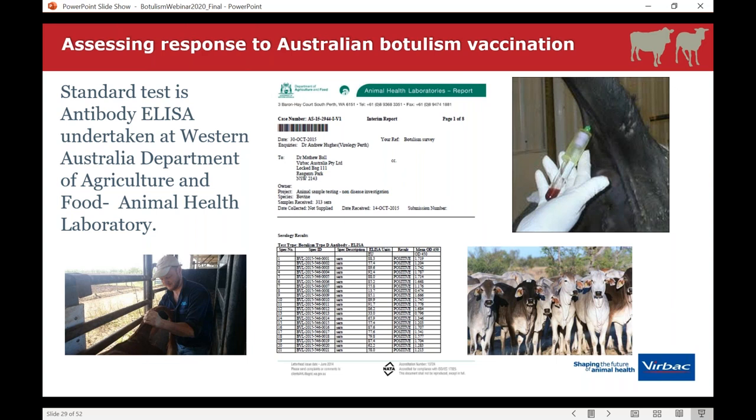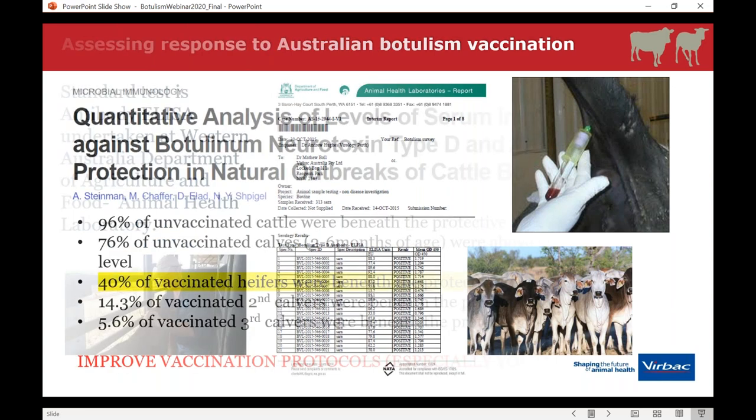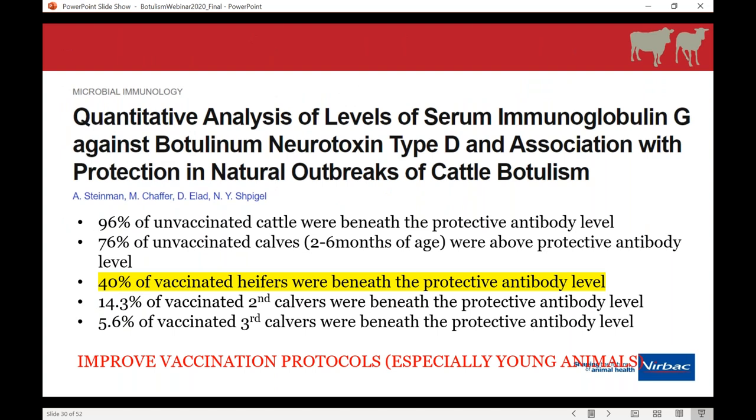So scientists like to do work to understand whether cattle are actually achieving the status of antibodies they should. I want to show you a paper from overseas where some scientists did some work testing antibody levels of cattle in the face of outbreaks of botulism. And I think that there are some important things to learn here.